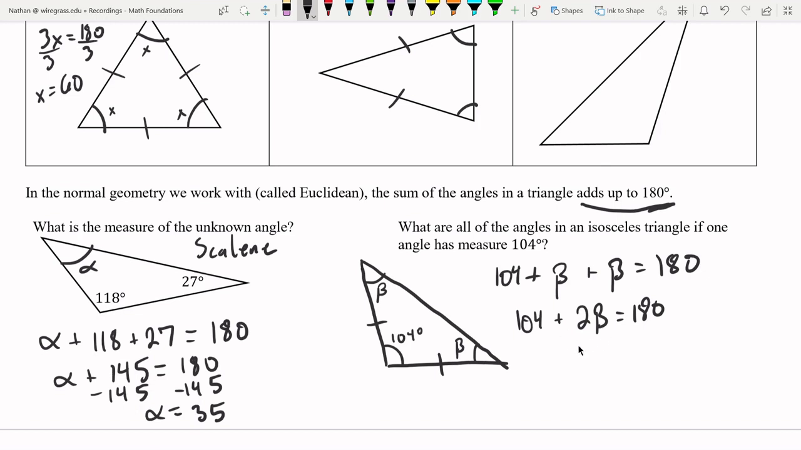So to solve this, this is a 2-step equation. I'm going to subtract the other term, 104. This is going to give me 76. And then I'm going to divide by 2 to get beta by itself. So the angles must be 38 degrees. So 38 degrees, 38 degrees, and 104 degrees. Those are all the measures of that isosceles triangle.